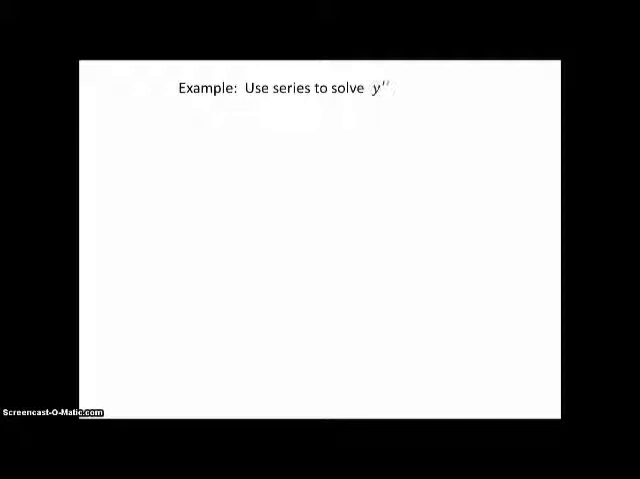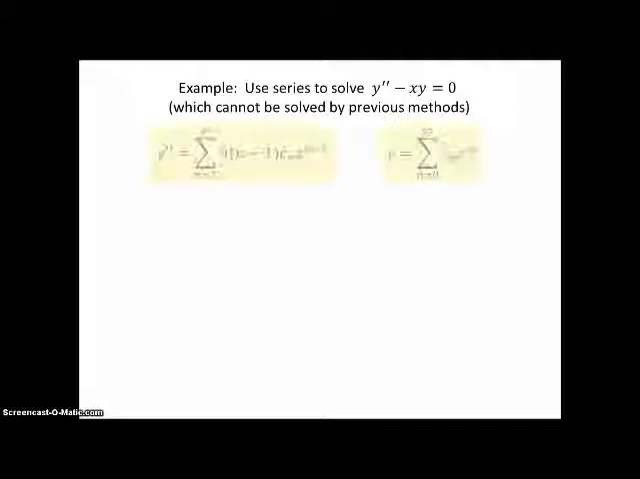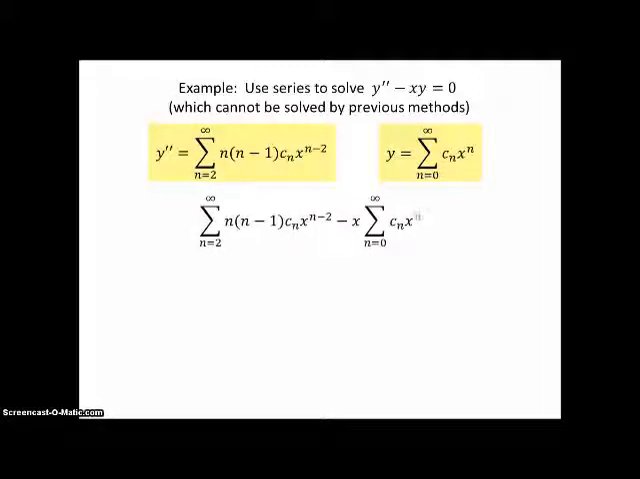Here's another example. Use series to solve y double prime minus xy equals 0. And this one cannot be solved by previous methods, so we have to use series. So here's my y double prime formula and my original function formula in terms of a power series. And so this time we have the first one minus x times the second one.